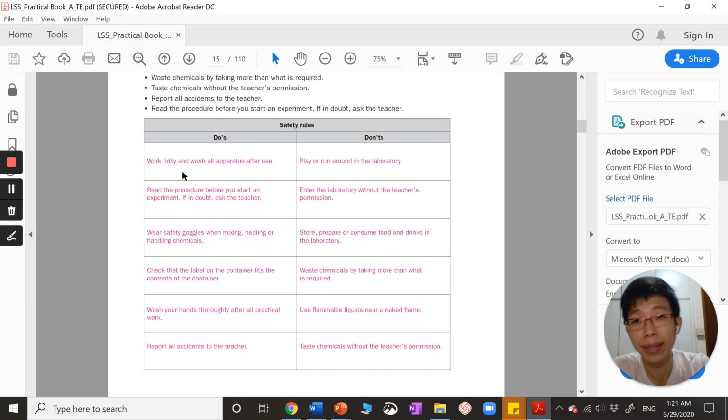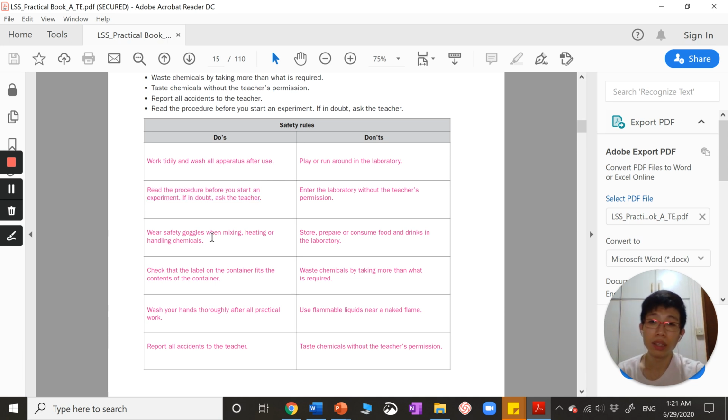For example, work tidily, wash all apparatus after use. This one is confirmed a safety rule that is good to follow. Because if your place is all in a mess, then it'll be very hard for you to do any experiment. And there might be some cases of glassware breaking when you drop it on the floor. And this one is important, so read all the procedure before you start. In doubt, always ask. So if there's anything that you're unsure of in the lab, please ask.